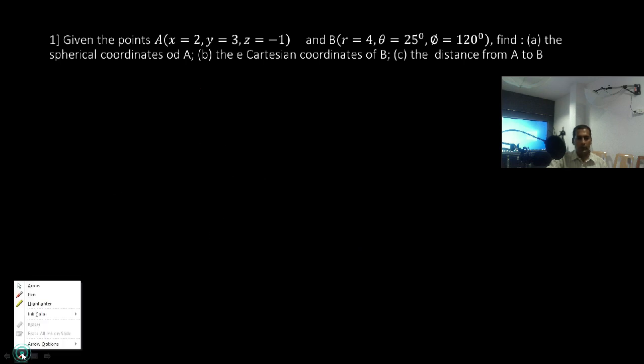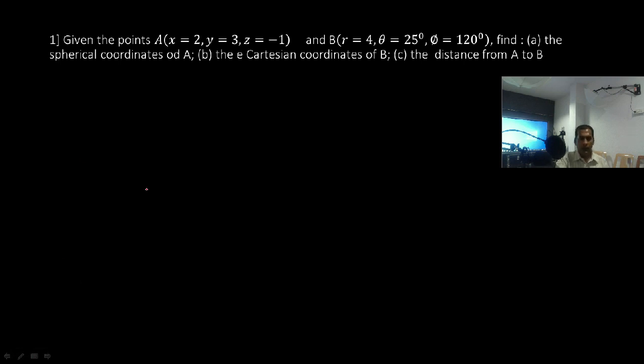Okay, now we will see the solution for the next part, B. For solving part B, we have to find the Cartesian coordinates of B. So first, for finding x, we can use the simple relation.